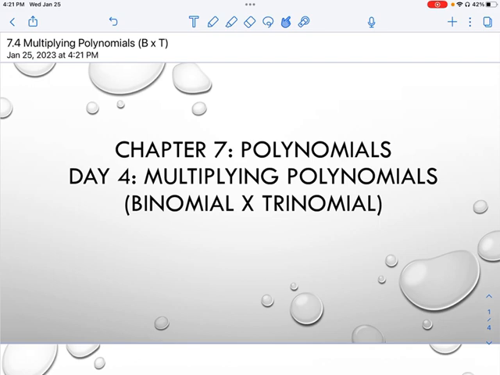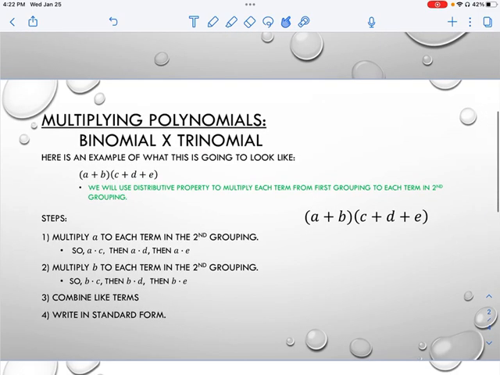Okay, so when we look at this, it's going to be very similar to a monomial times a polynomial, or two binomials together, and now we're just going to do a different form of it. When we look at these problems, we are still basically using distributive property over and over and over again.